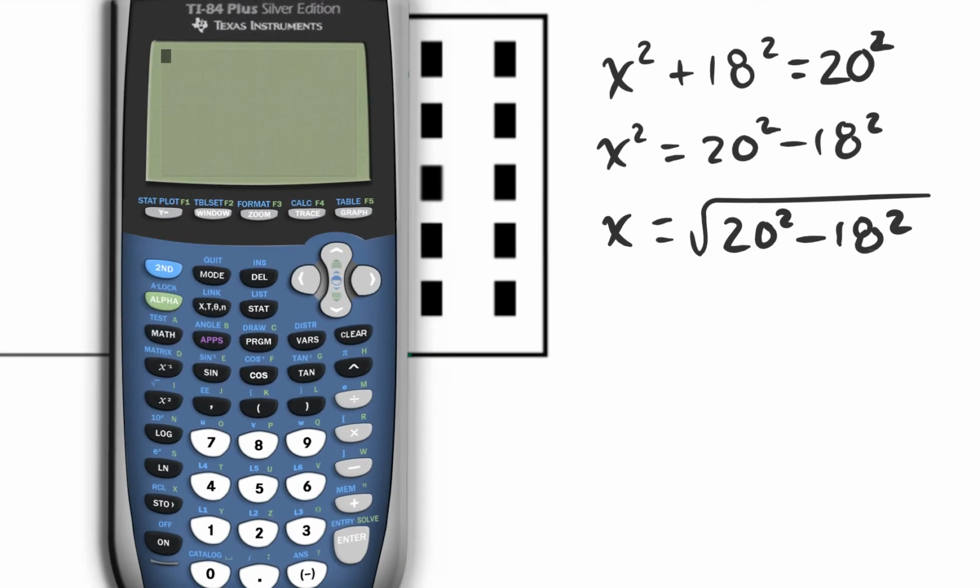So again, let's grab our calculator. I'll pull up the square root template, not matrices, the square root template, and I'll just go ahead and hit 20 squared and then minus 18 squared. So I'm looking at the square root of 20 squared minus 18 squared, and when I do that, I get 8.7.